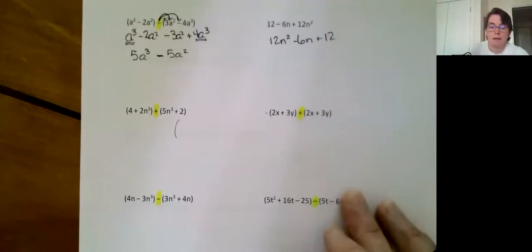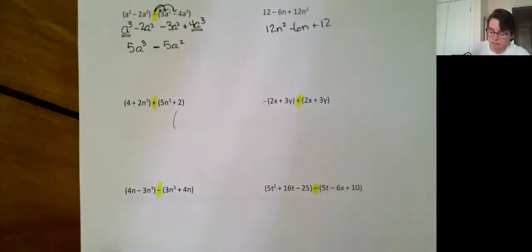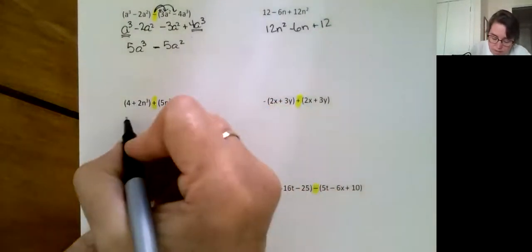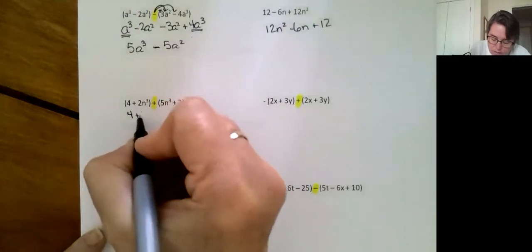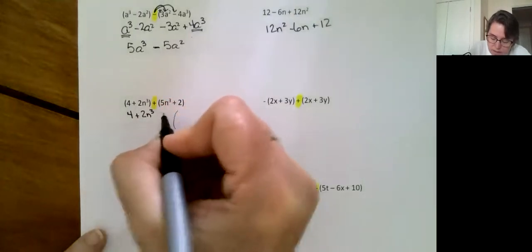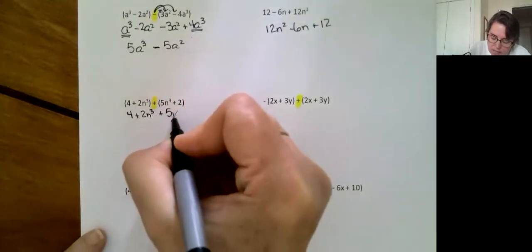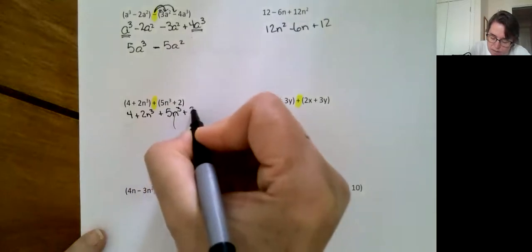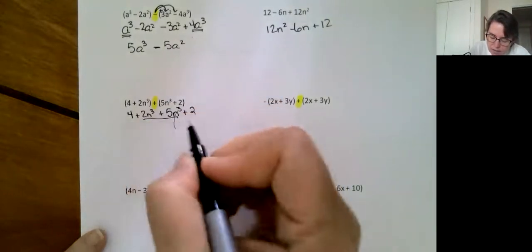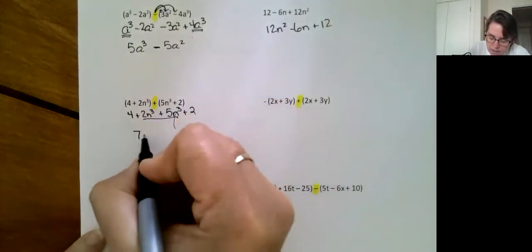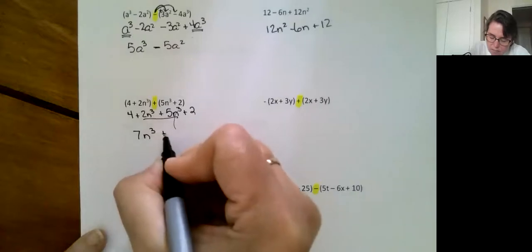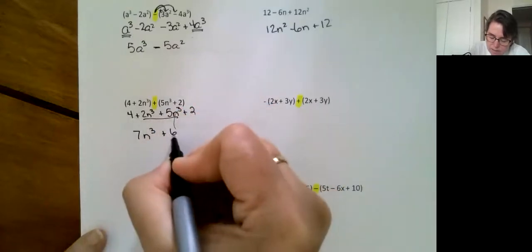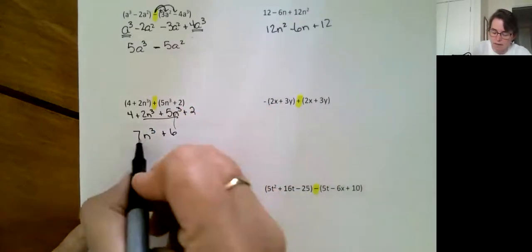All right, let's look at these last ones. Oh, we have a nice addition there. So 4 plus 2n to the 3rd plus 5n to the 3rd plus 2. We got those n's to the 3rd, so it's going to be 7n3. Plus 4 plus 2 is 6. Done. Look at how sweet that was.